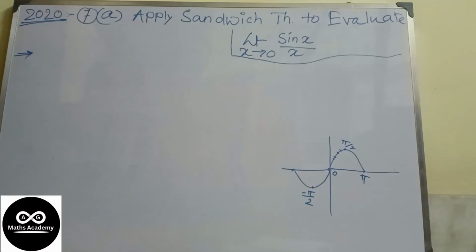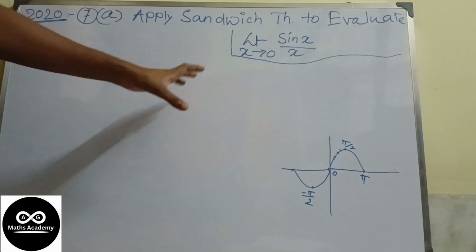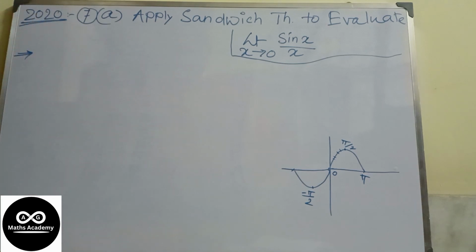Apply sandwich theorem to evaluate this limit. This can also be done by using L'Hopital rule, which will be much easier. But the question was apply sandwich theorem, so we're going to do that. First of all, evaluate the left hand limit and the right hand limit. First we're going to evaluate the right hand limit.